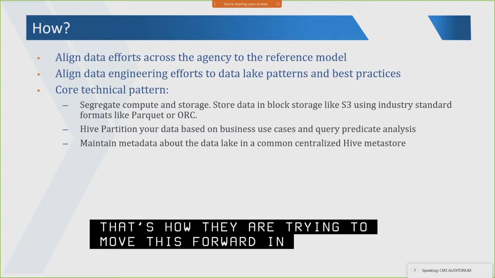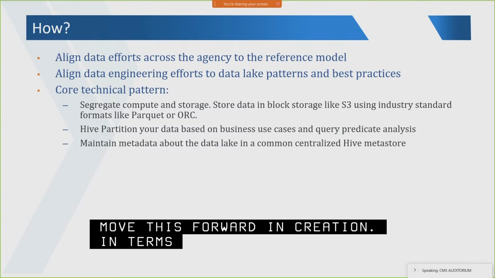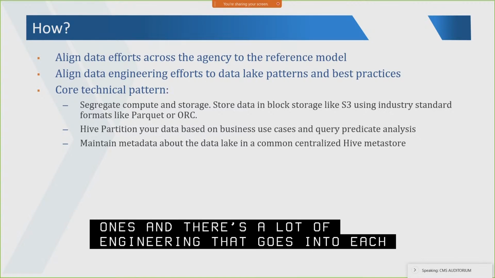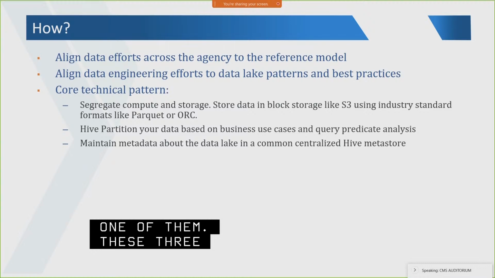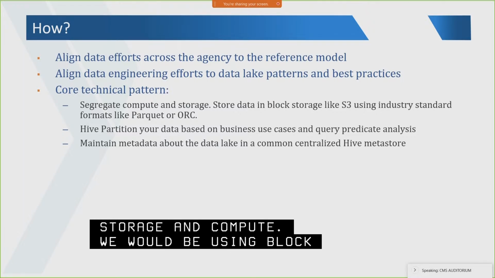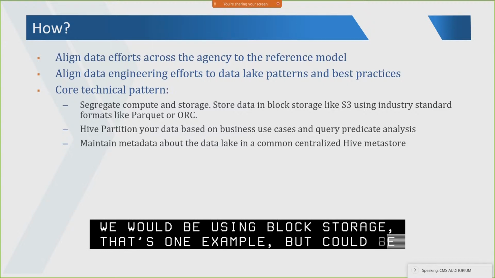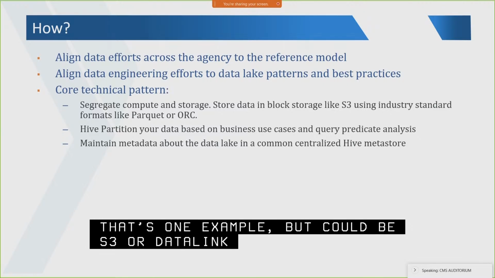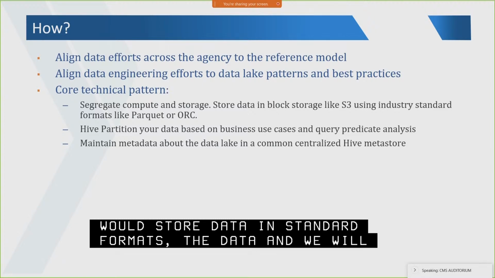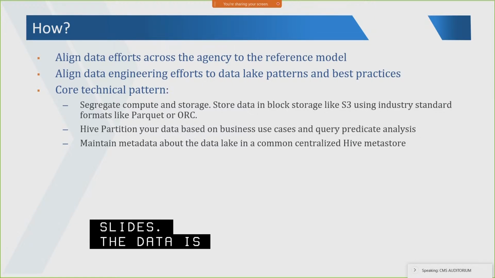In terms of the core technical patterns, there's really three key ones, and there's a lot of engineering that goes behind each one of these, but these are the three key patterns that would be part of this data lake. The first one is segregation of storage and compute. We would be using block storage like S3, and we only mention S3 because that's one example, but it could be S3 in AWS or Azure Data Lake Storage in Azure. We would store data in standard formats like Parquet or ORC. The data is, and we'll talk about each of these in future slides, the data is Hive partitioned and maintained in the metadata catalog. That's the third one.